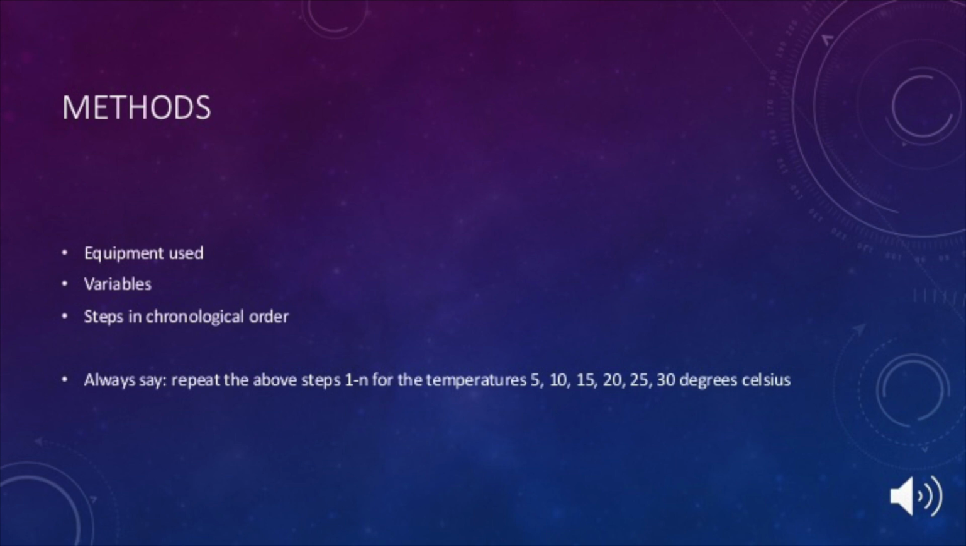In the final step, what you want to do is say, repeat the above steps 1 to 3 for the temperatures 5, 10, 15, 20, 25, and 30 degrees Celsius. So here you're saying that the above steps were repeated and you don't have to write the same steps again.